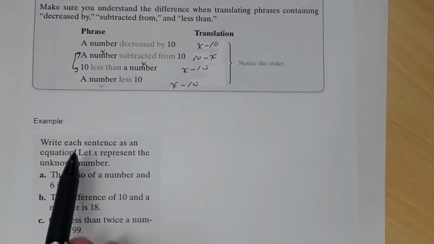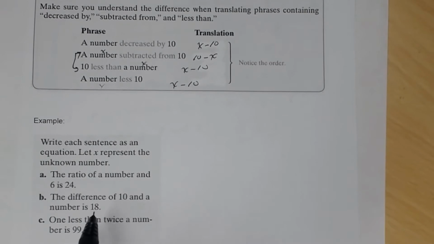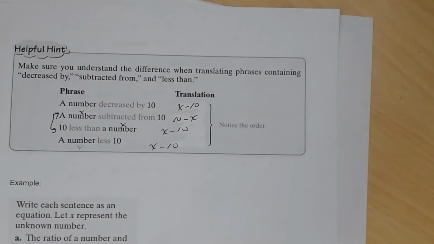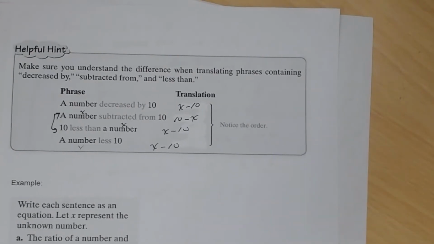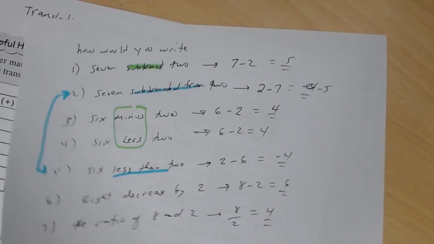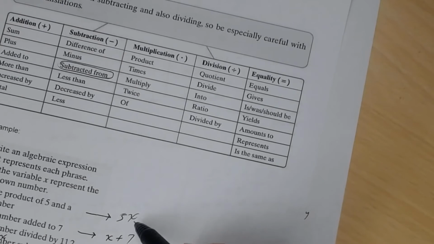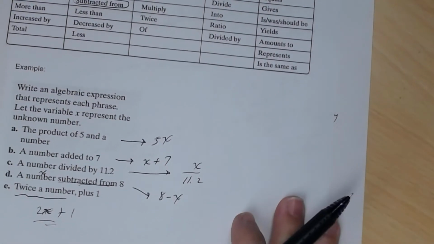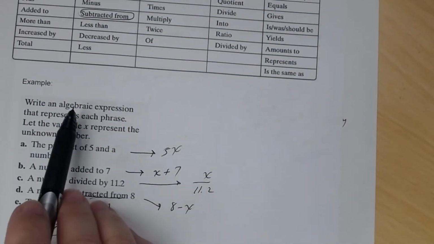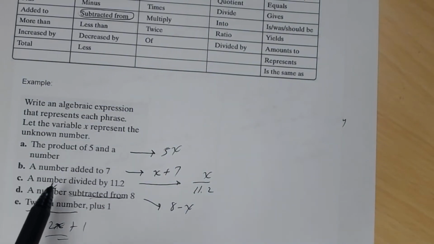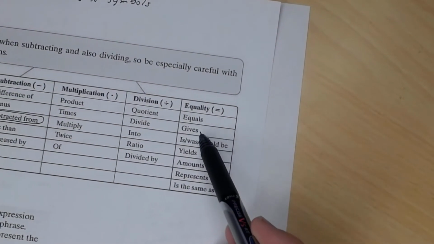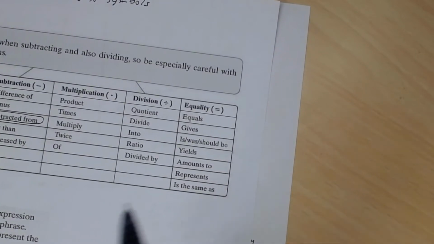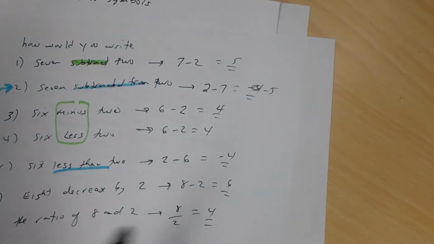Okay? All right, so the ratio of a number and 6 is 24. So notice each sentence says an equation. So now we're going to have equations. So notice these were not equations. These were just expressions that you were writing. So notice that none of these were you using the equal sign. So that's why it said just write an algebraic expression. All right, now remember, since we're using the equal sign, these are going to be the words that represent equals.